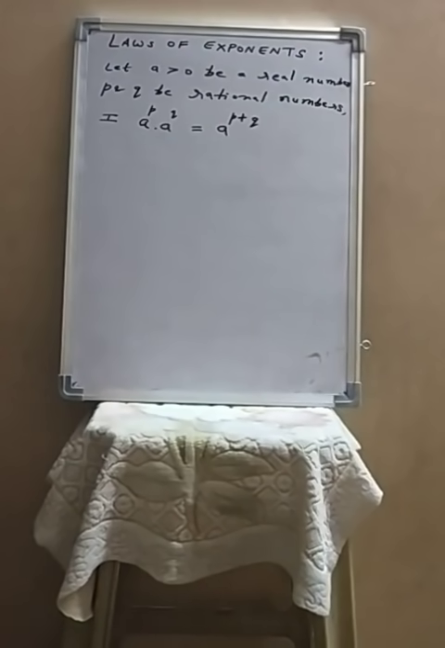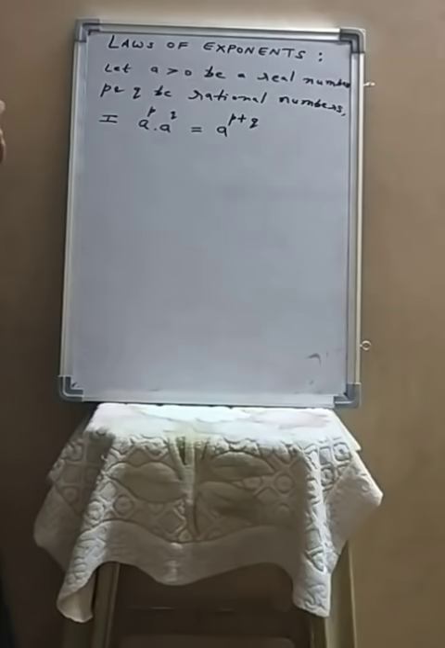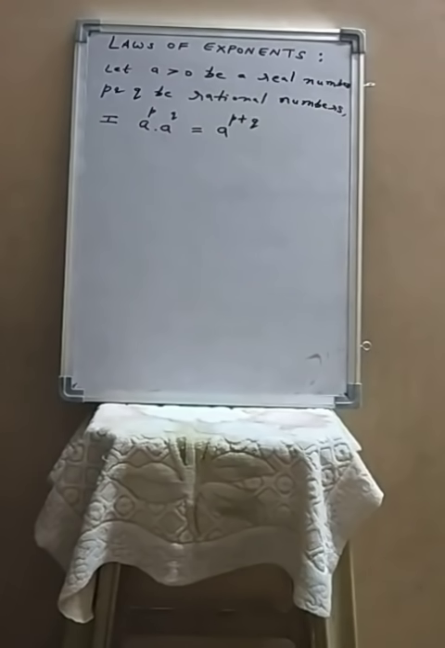Good morning, students. Today we have to do the laws of exponents for real numbers. Let a greater than 0 be a real number and let p and q be rational numbers. Then let us take the first law of exponents. Though you have done the laws of exponents in your junior classes and the laws are the same, now we have extended these laws to the real number system.